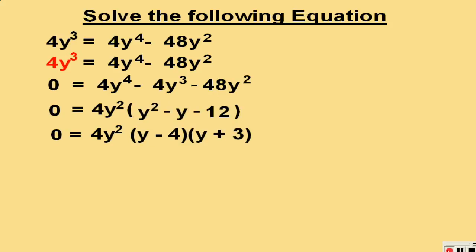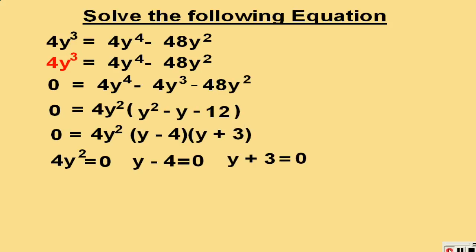Now that we have it totally factored, we will set each portion of the factored part equal to 0. In other words, if these three things multiply out to equal 0, one of them has to be 0, and we do not know which one. So it could be either 4y squared equals 0, y minus 4 equals 0, or y plus 3 equals 0.